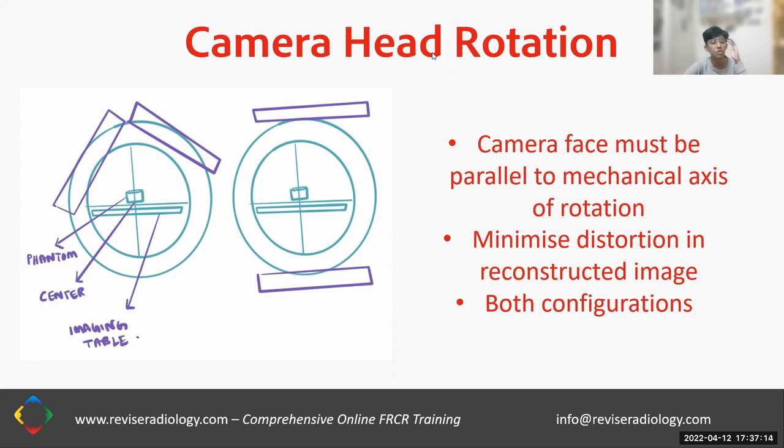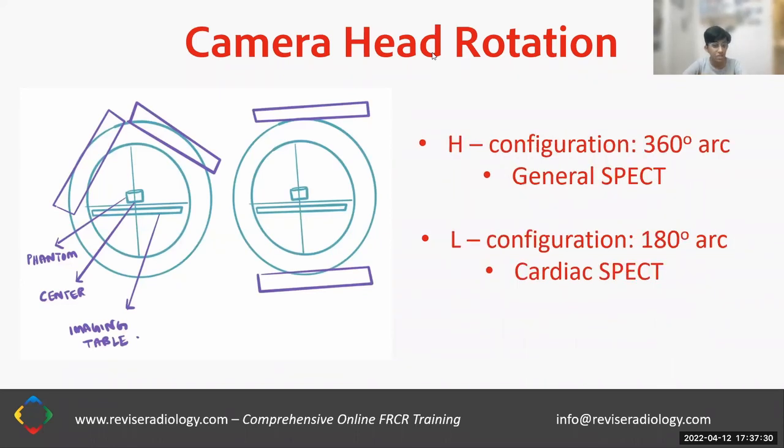And you can see that there are two configurations which the camera head can have. These are called the L configuration and the H configuration. In both of these configurations, all these previous things that we've talked about must be present. So the H configuration, the camera describes a 360-degree arc. So 360 degrees means that the camera travels all the way around the circle and comes back to the original position.